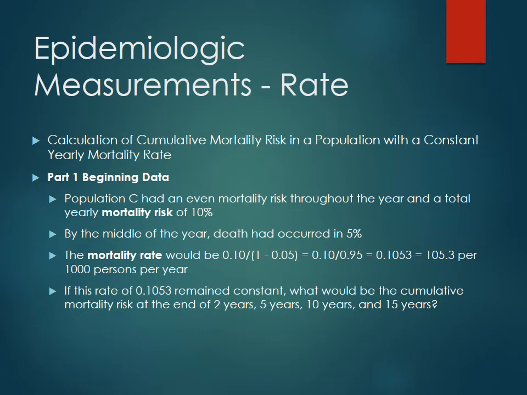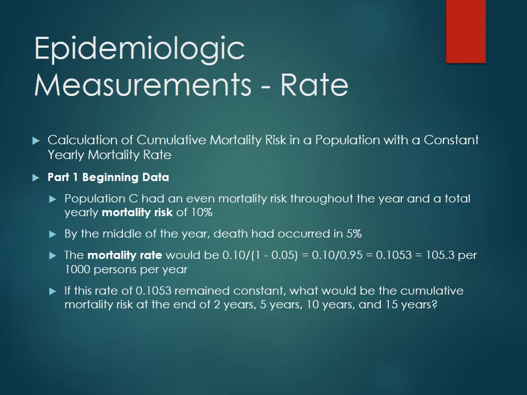We know that population C has an even mortality risk throughout the year, and they have a total yearly mortality risk of 10%, right? By the middle of the year, we know that death has occurred in 5% of them, so we have 95 patients left, for instance. And when we multiplied that out, we got the mortality rate being 0.1053, or if you multiply that by the constant of 1,000, 105.3 people per 1,000 people per year.